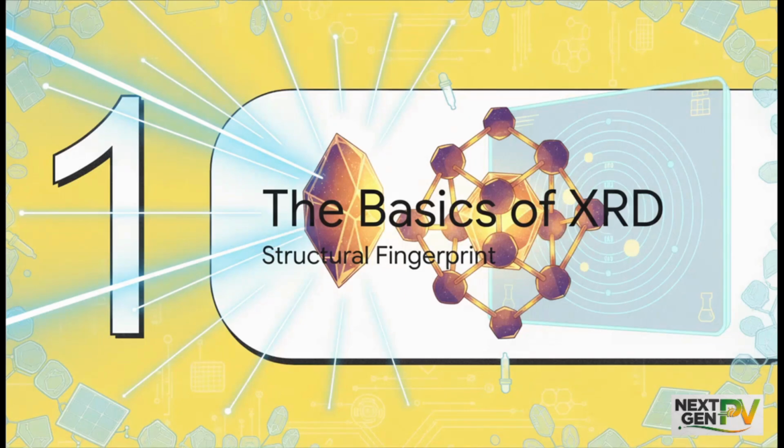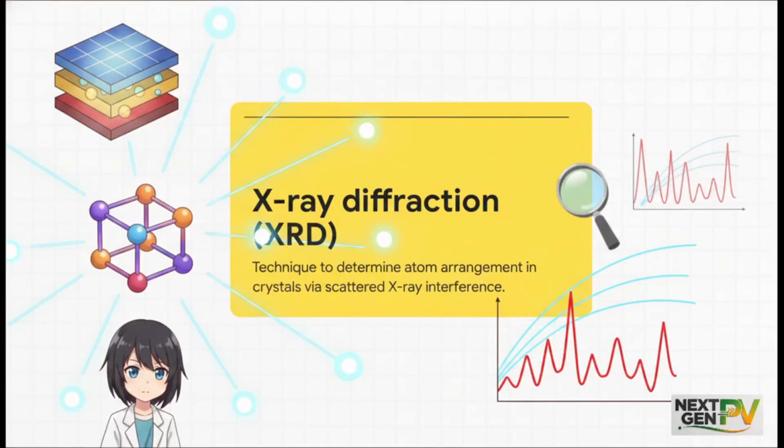Section 1. The basics of XRD, the structural fingerprint. You know, everything we do in perovskite research, literally every single tweak to the chemistry or change in processing, ultimately alters the fundamental physics of the crystal lattice. And that is exactly where we have to start.